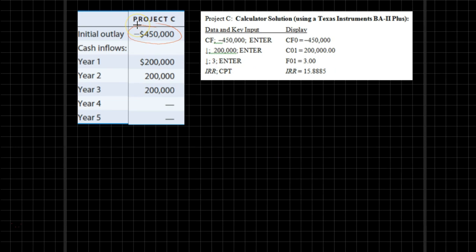Now finally for project C, the same story. You have a $450,000 initial investment, you key that in, and then for 3 consecutive years there's a $200,000 cash inflow. You make sure you describe it for 3 years. Once that calculation is done, you realize the IRR for project C comes out as 15.89% when rounded to 2 decimal places of accuracy.